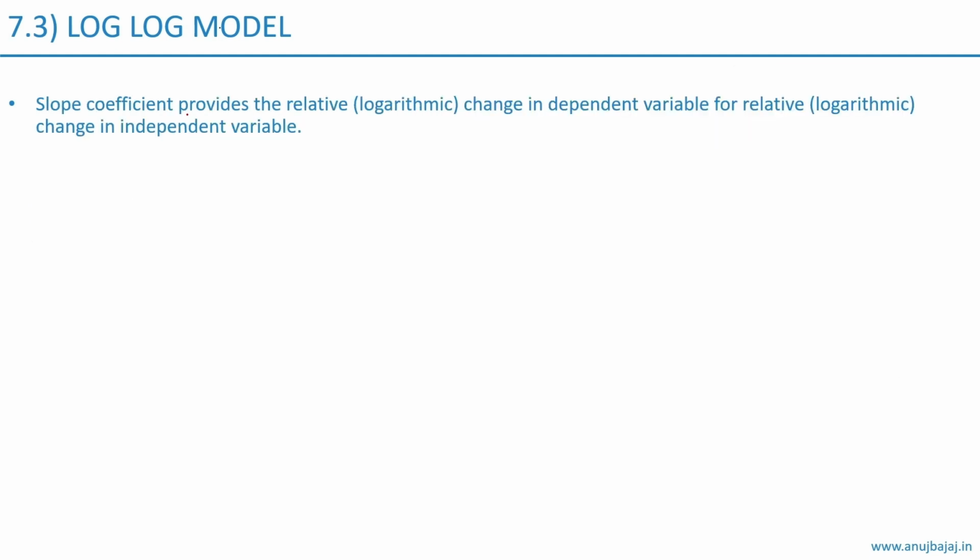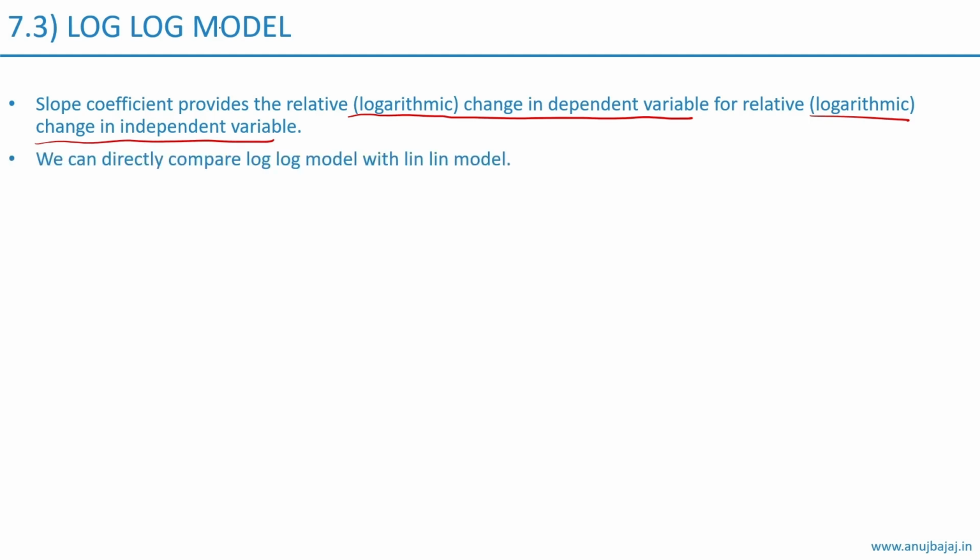The slope coefficient in a log model provides the logarithmic change in the dependent variable for a logarithmic change in the independent variable. And even though the dependent variable is in a different form in both the models, we can still directly compare their R square and their F stat.